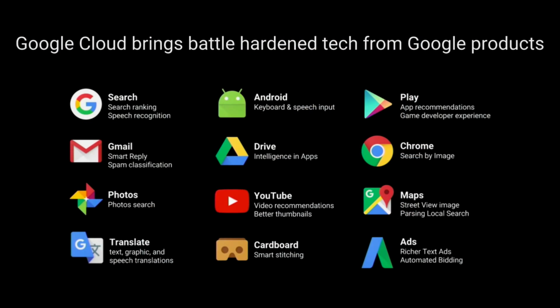Google uses machine learning in all of their applications as well. For example, in Gmail, where we can classify spam, Google Translate, Google Search, the search ranking, the speech recognition. This is all powered by machine learning.